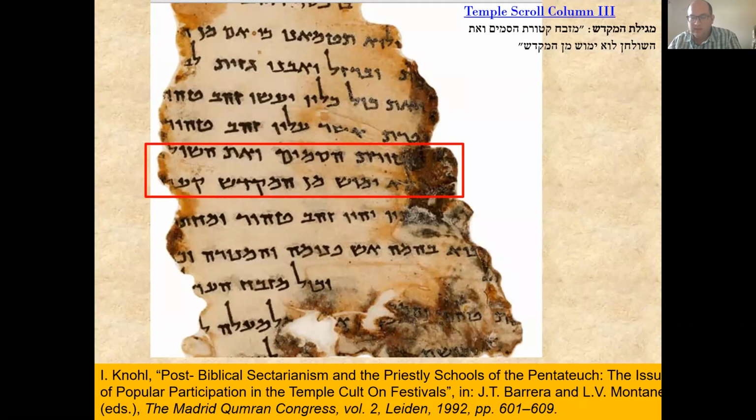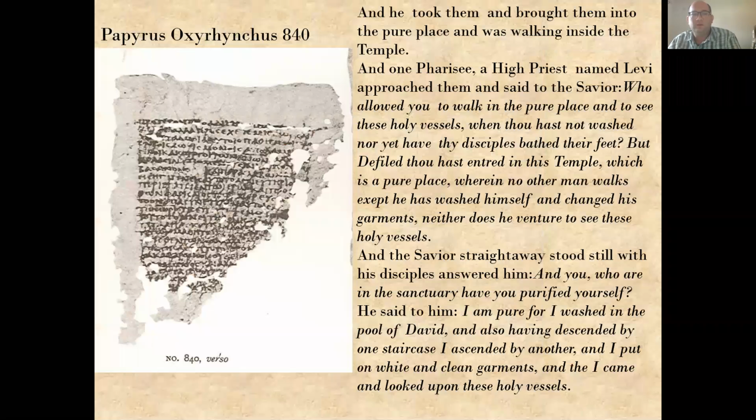the pilgrims. An additional source is from Papyrus Oxyrhynchus 840. That's an additional gospel that was found in Egypt on papyrus, and it has this fascinating description, which also hints to it. I'll read it.